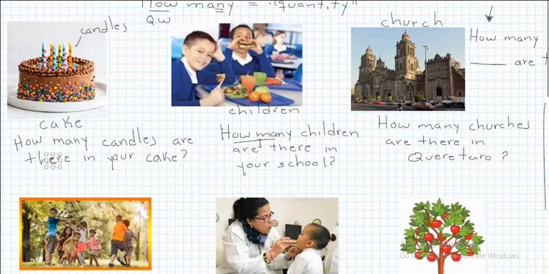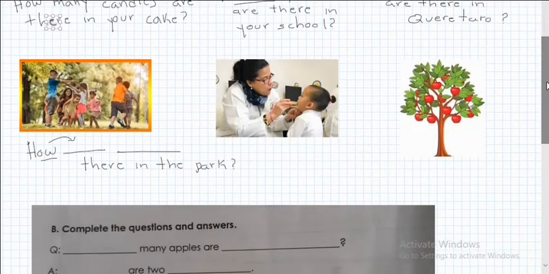Okay, in the second case, for example, we can see children, some children, and they are eating their lunch. So I'm going to ask, how many children are there in your school, okay? How many children? To know that, I have to count the children, okay? So in the third example, I can see a church. So I'm going to ask, how many churches are there in Querétaro, okay? So we are going to continue doing these kind of examples.